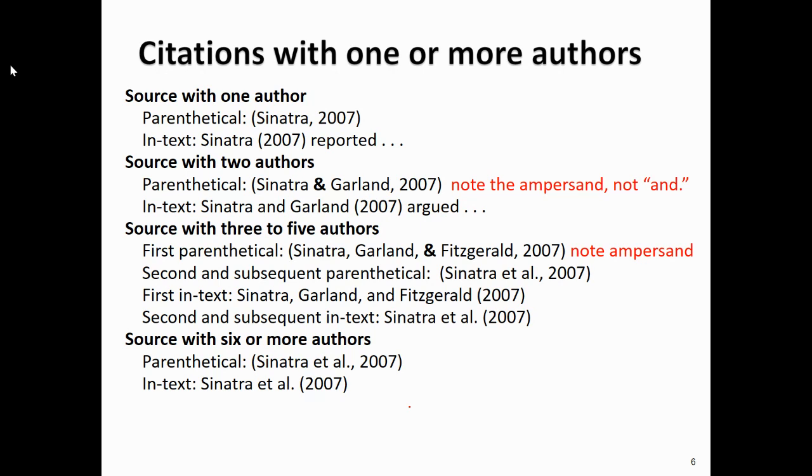You should see that when there are 2 authors in the same publication and it's a parenthetical citation, you would separate the last names with an ampersand, not an "and." Notice that with 6 or more authors, you're going to have et al. So if you happen to be the 6th author on a piece of writing, you become et al. Let's hope that doesn't happen.